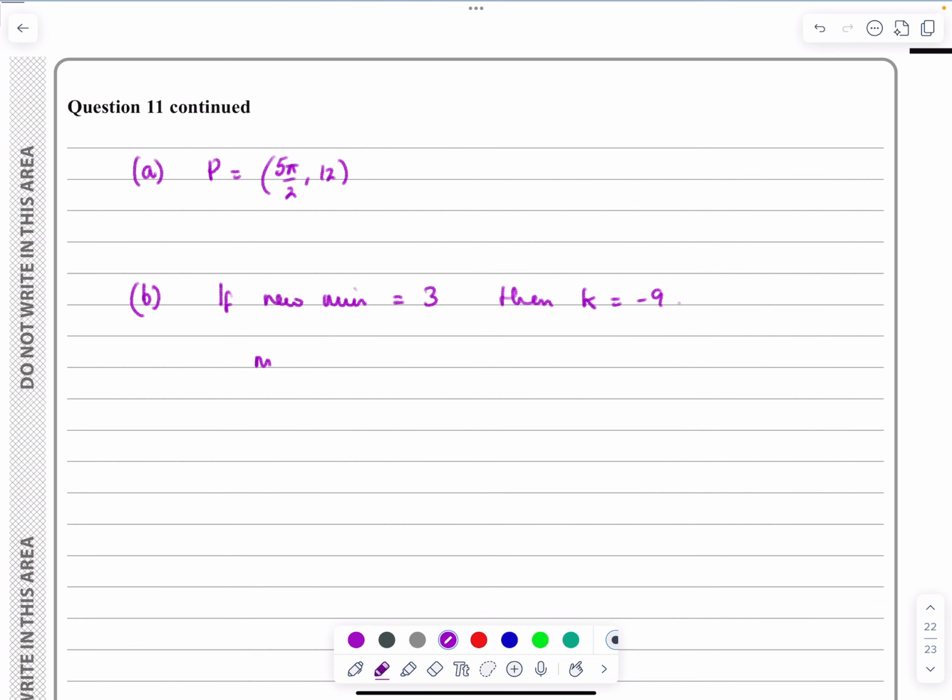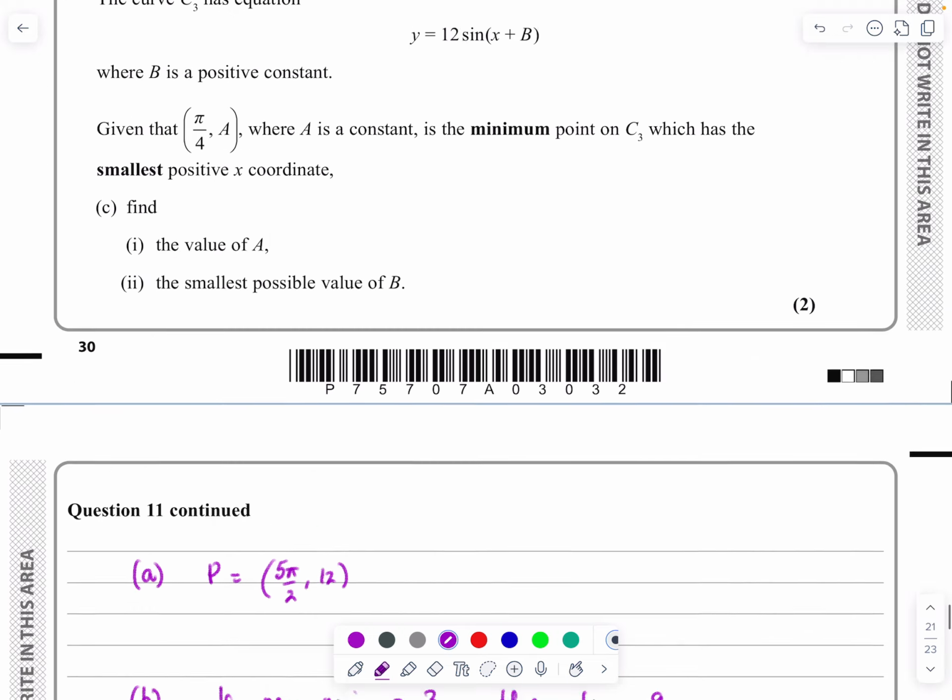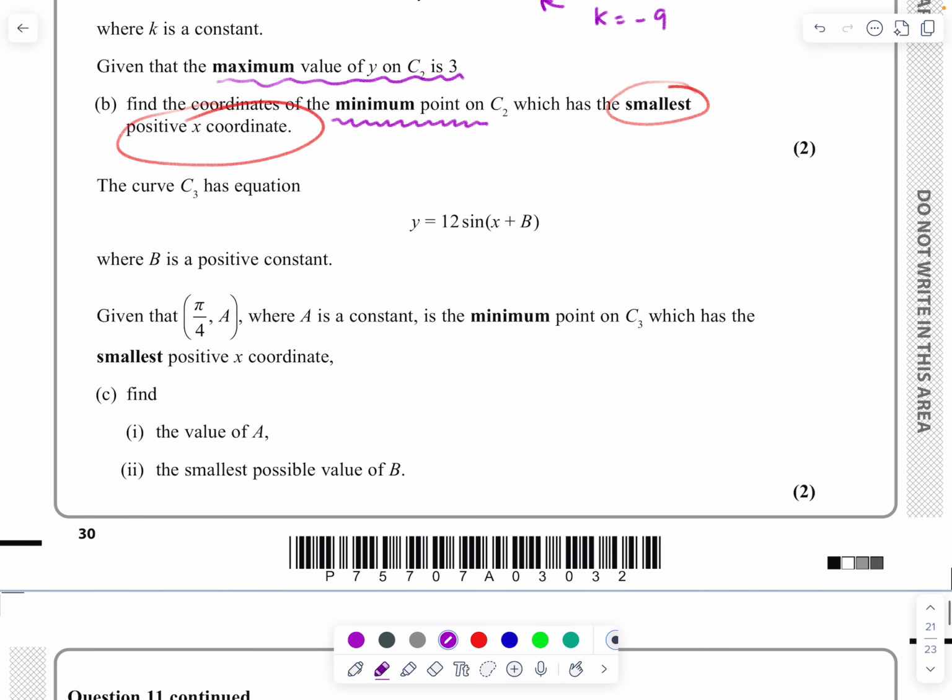So the minimum point on C2 is now going to be given by, as we just said, 3 pi over 2, minus 21. Okay, on to part C. We don't like these trig graphs particularly, but this one hasn't been too bad so far.